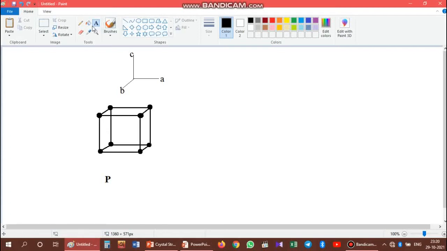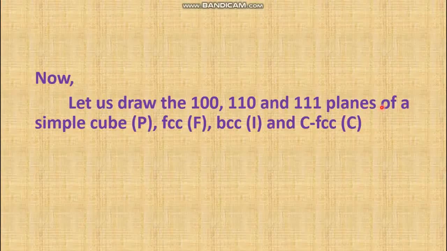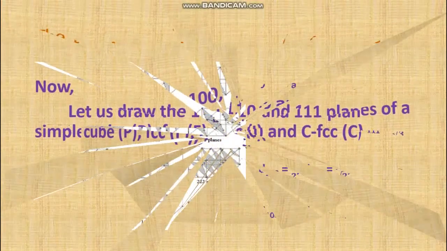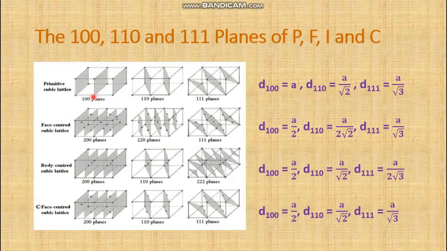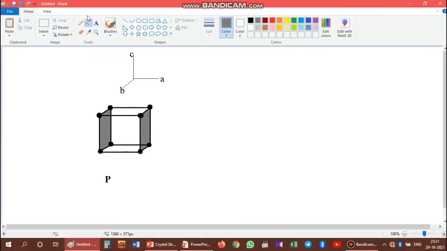Let me shade it. Okay, so these are the two lattice planes. Okay, so this way we can draw this. So let us move on to the previous picture here. Here you find I have drawn 2 cubes. So let's see how to draw 2 cubes.